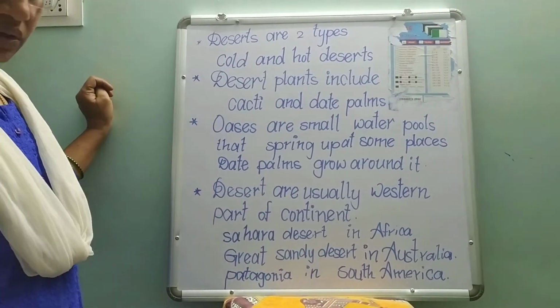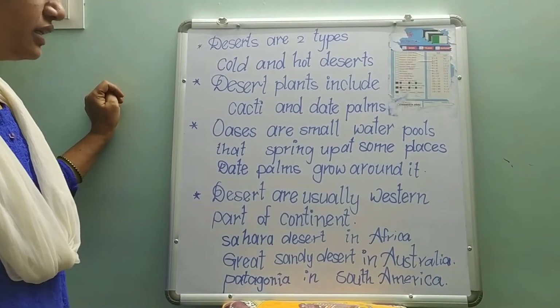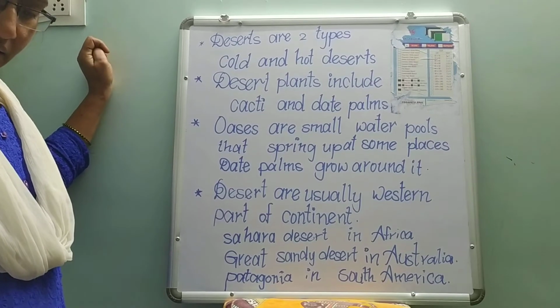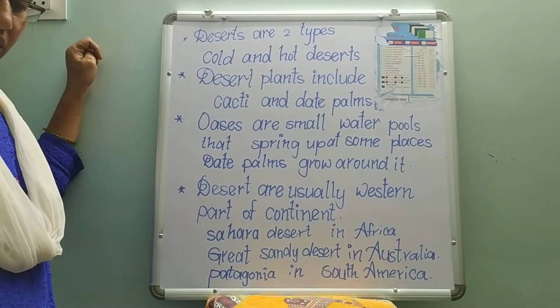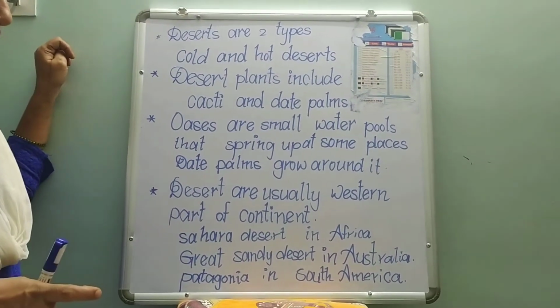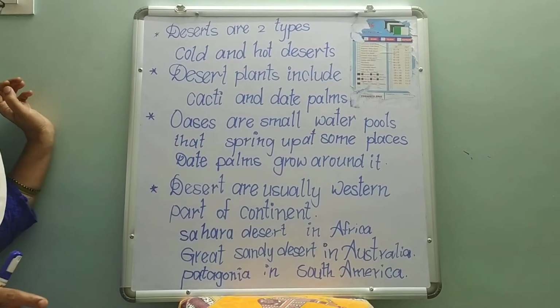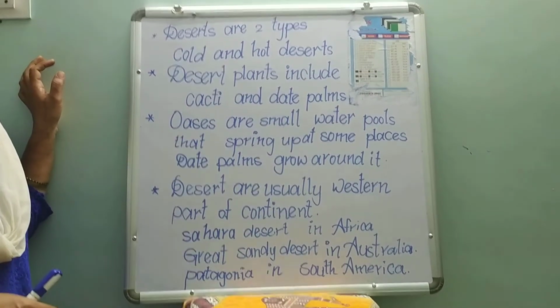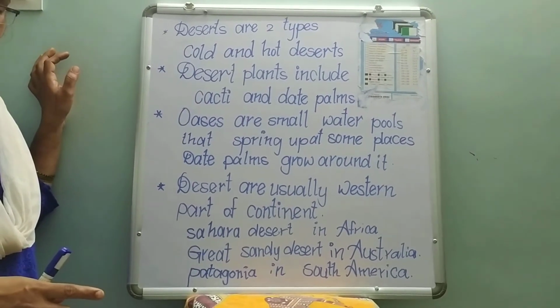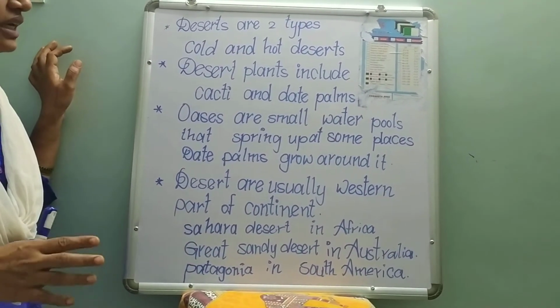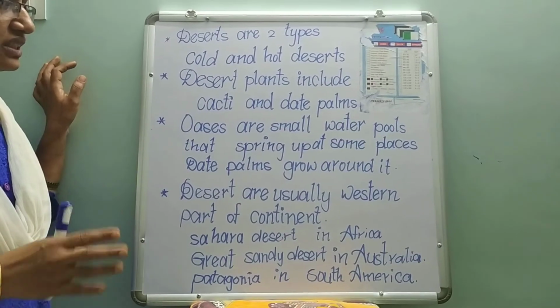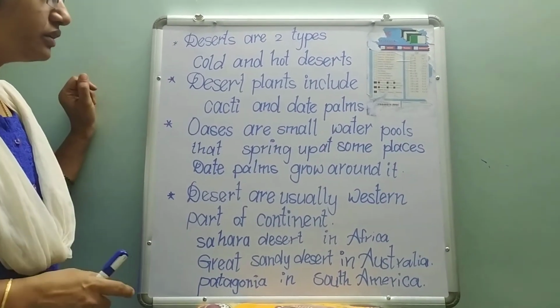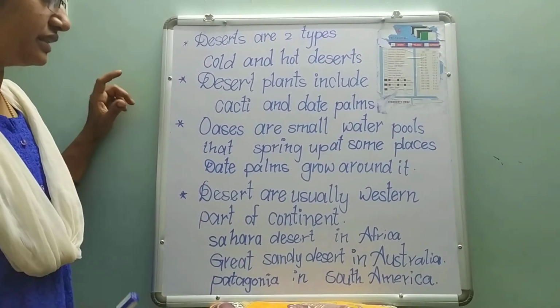If you observe our Thar desert, here we have scattered bushes, thorny shrubs, and what type of trees are grown here in our Thar desert? Kikar, babul trees, khajri. So these types of trees we can see in our Thar desert.